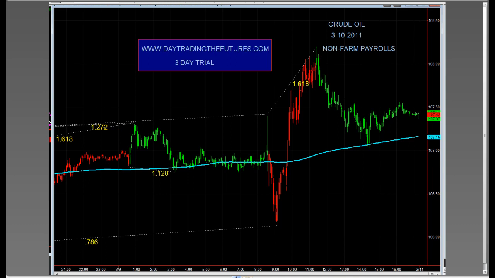So if you look, my system called the high on crude oil Friday at my main level, a 1.618 extension, and also called the low Friday, right after the report. The main cluster came in early in the morning on two of my main numbers, 1272 and 1618. And this is what we're going to concentrate on in today's video. I want you to concentrate on these two numbers on the cluster.